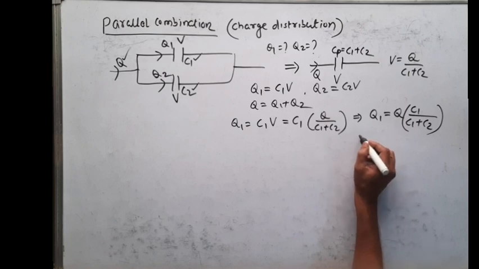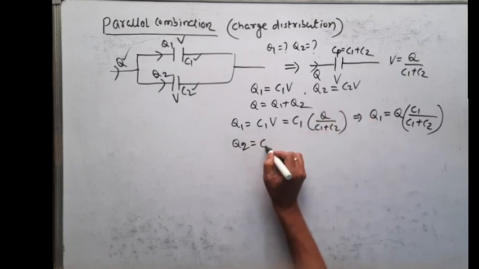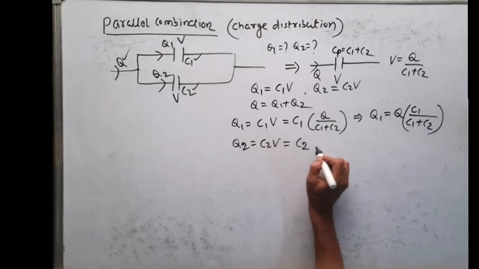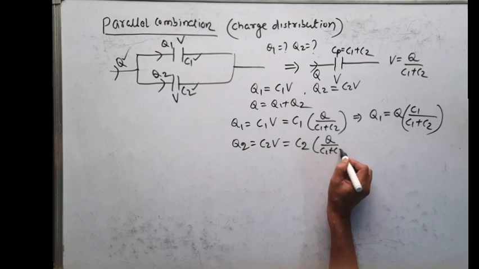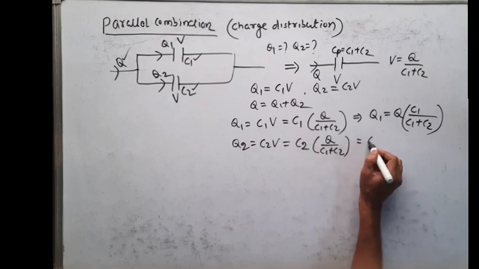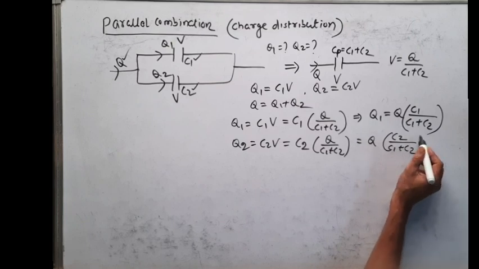Okay. Similarly, how can you find Q2? Q2 is equal to C2 into V. V is equal to Q by C1 plus C2. So that is equal to Q into C2 by C1 plus C2.